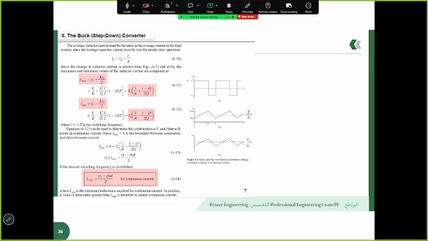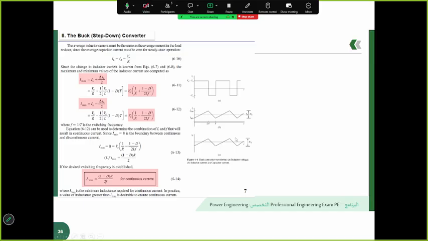In continuous conduction, the inductor current never falls to zero, while in discontinuous conduction it does. So the equation gives the minimum inductance required for continuous conduction, and equation 6.14 summarizes this as L min is equal to (1 minus D) times R over 2F. So in practice, the designer chooses L larger than this minimum value to ensure the converter stays in continuous conduction.